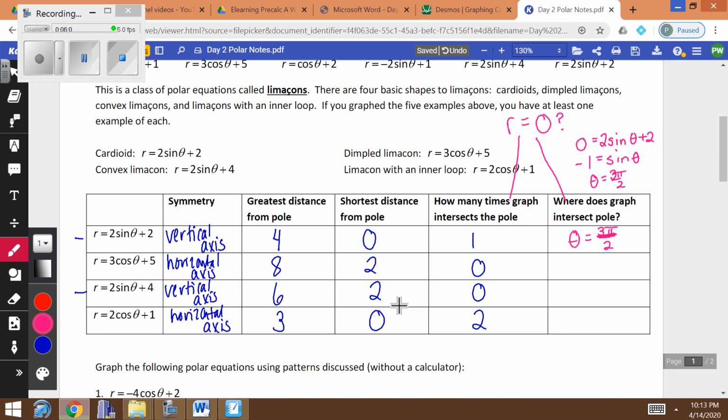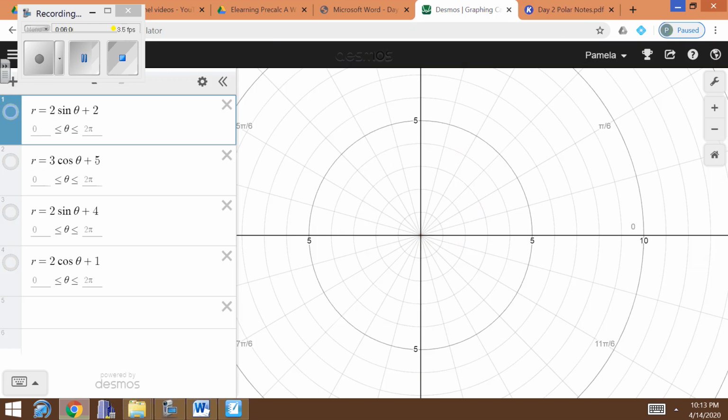So the next one is our dimpled limacon. Okay, here is a cosine one. Again, it's symmetric to our horizontal axis right here. Thinking about the greatest distance from the pole, notice this greatest distance is 8 away from the pole. But notice it doesn't go through the pole. This is what we call our dimple over here. If you see it, it goes out and comes back in, just like a little dimple. So notice it doesn't go through the pole on this one.